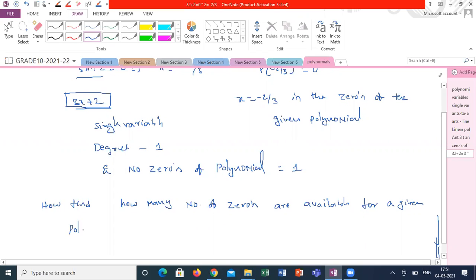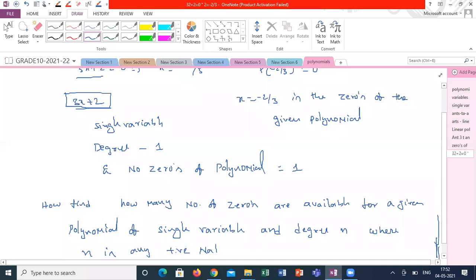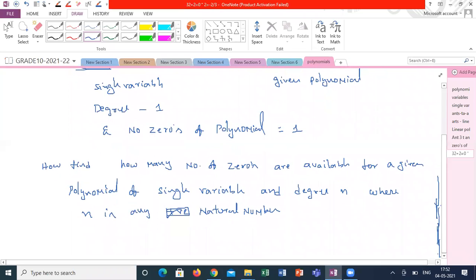Given a polynomial of single variable and degree n, where n is any positive natural number. Already I am mentioning natural number, so I am removing positive. This is how I can explain the relation between the degree of a polynomial of single variable and the number of zeros of that particular polynomial.